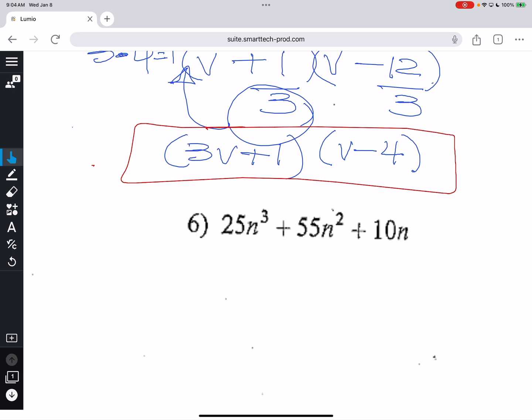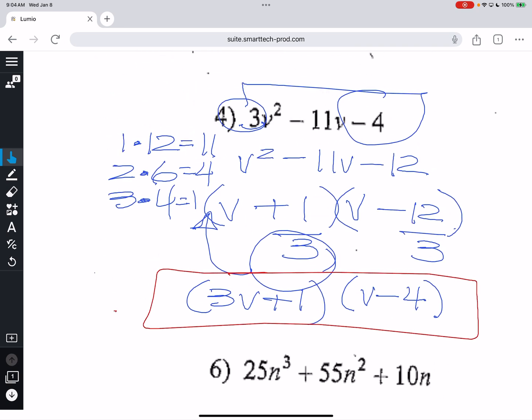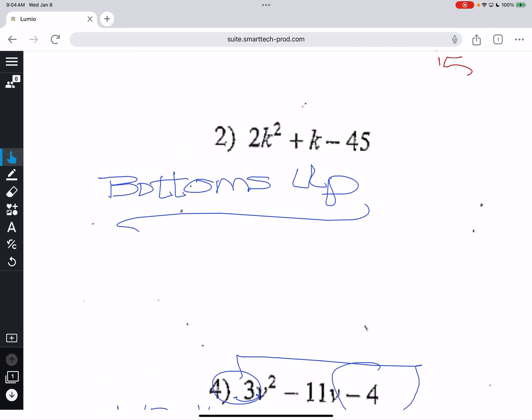All right, so that will work for you on every problem. Sometimes, if we had done this on the first problem and we had 2 times 45, that's going to give us 90, which you would have to list out some numbers, but you could have gotten there. It's just bigger numbers.